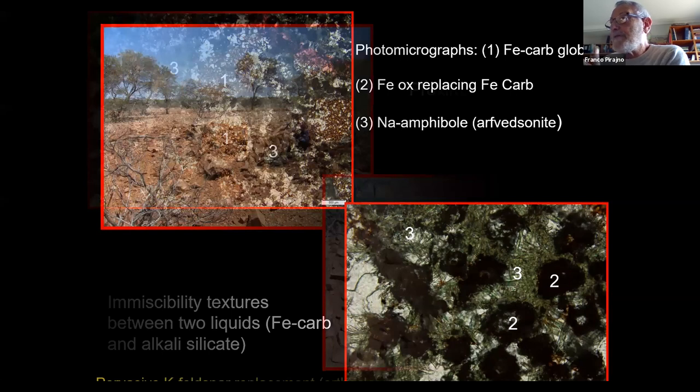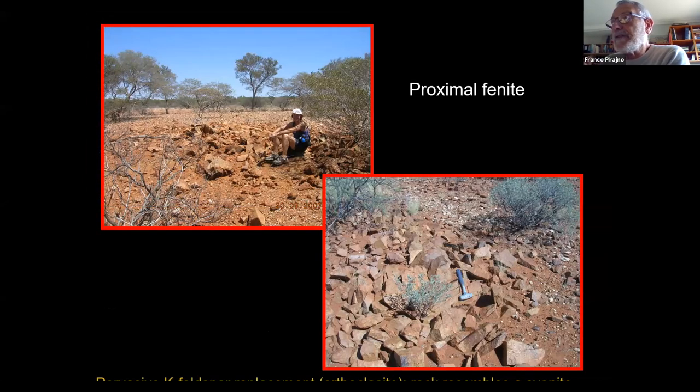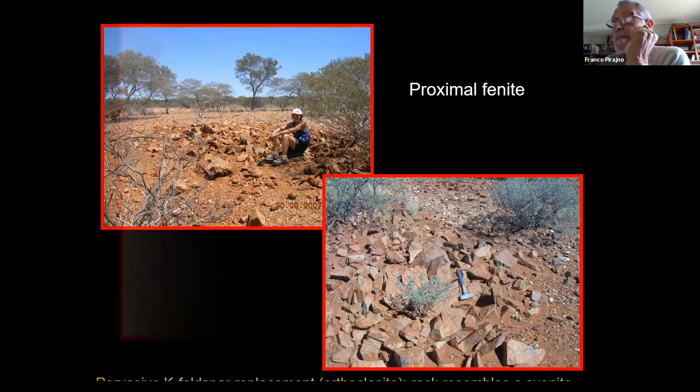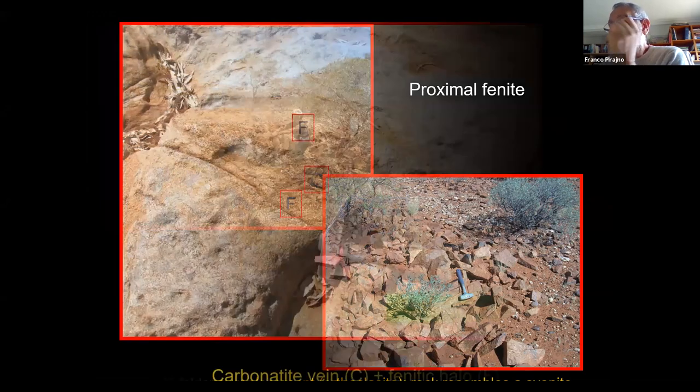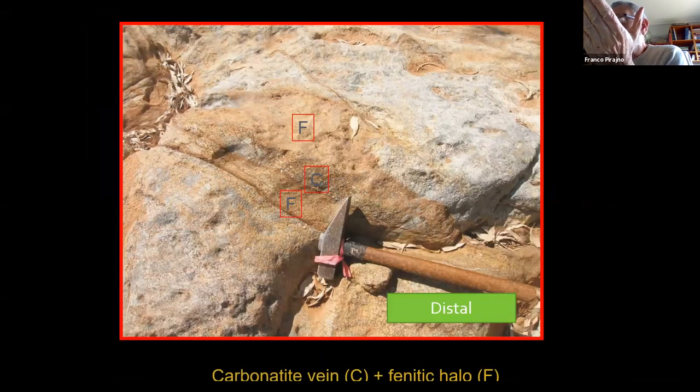Now, one important thing is that quite often the fenitic alteration related to carbonatites is called proximal fenite. This is an example of proximal fenite, with pervasive potassium feldspar, orthoclasite, and the rock resembles a syenite. So one has to be careful. It took me quite a while before I realized it wasn't a syenite, it was actually a fenite. This is more fenitic, more distal. This is a carbonate vein with fenitic alteration on both sides.